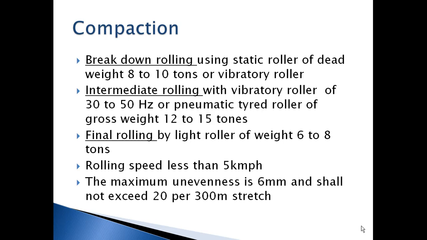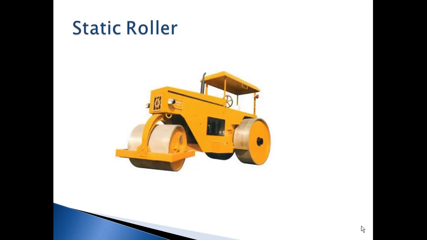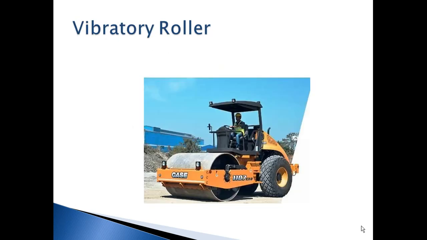And after rolling, the maximum unevenness will be only 6 mm, which shall not exceed 20 per 300 meter stretch. This is how a static roller and a vibratory roller looks like.